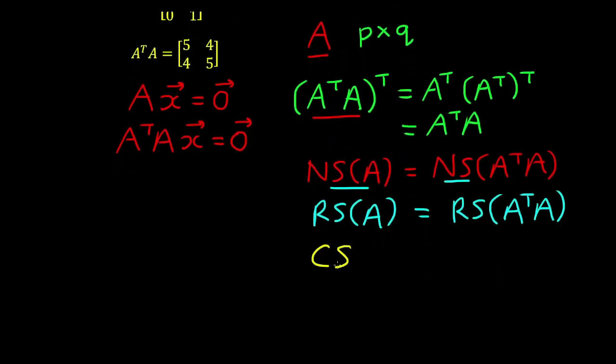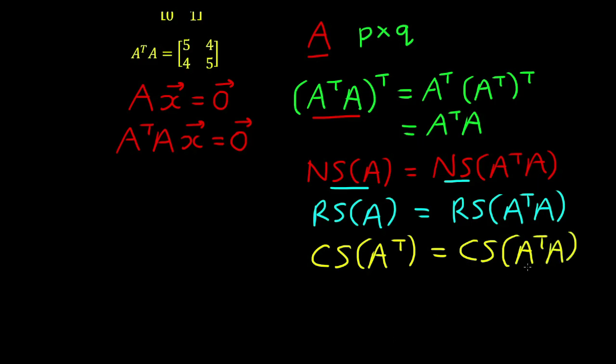And the column space of A transpose is equal to the column space of A transpose A. So note that because A transpose A is symmetric, the column space is equal to the row space. And if we transpose a matrix A, the column space of the transpose is equal to the row space of A.